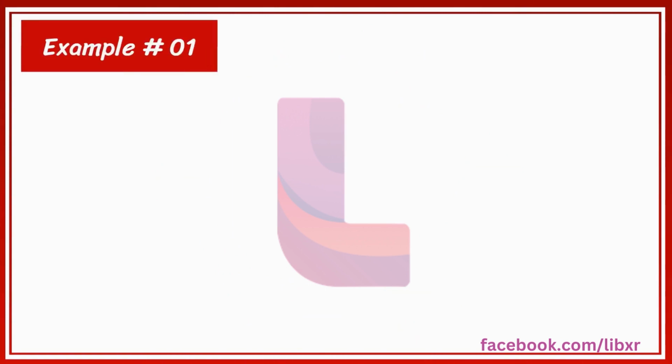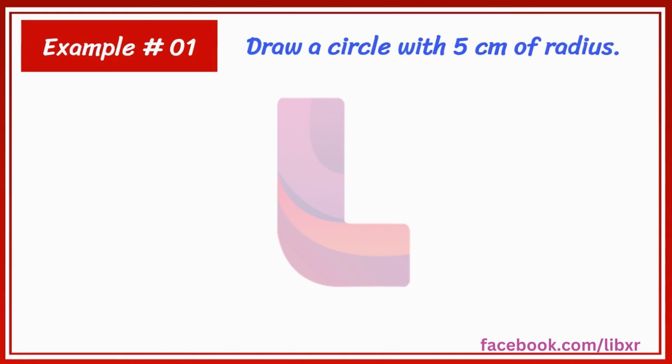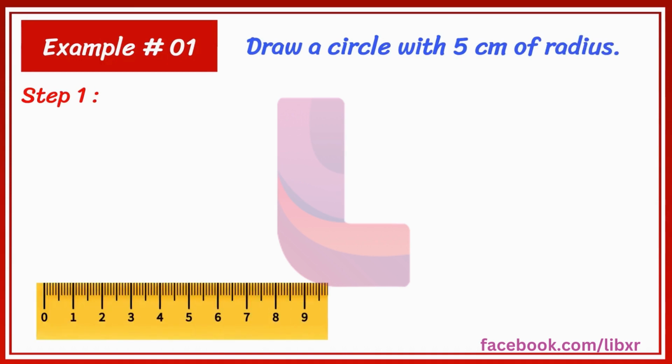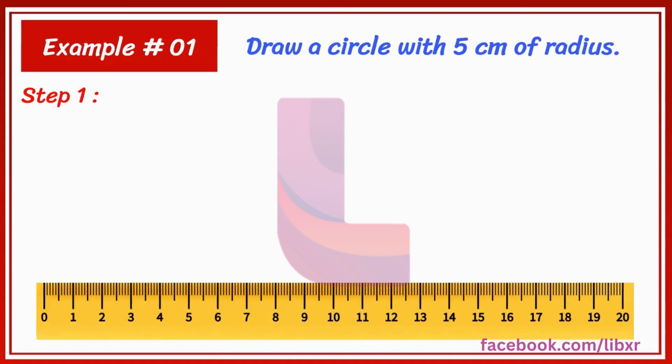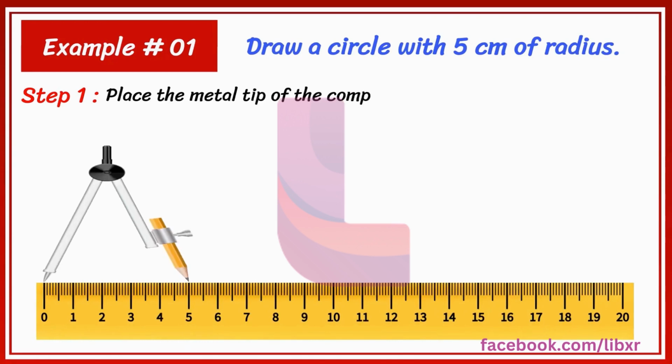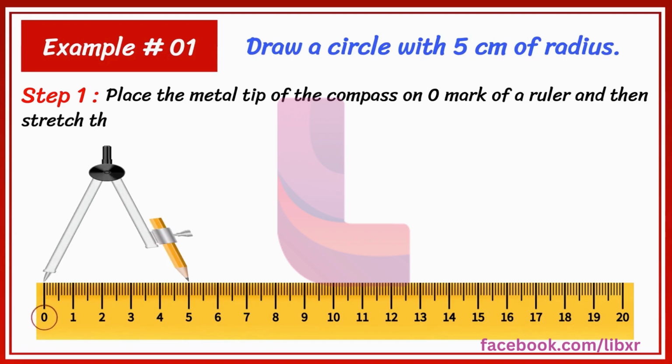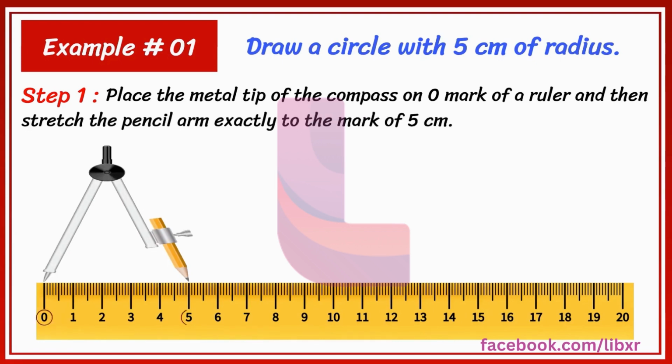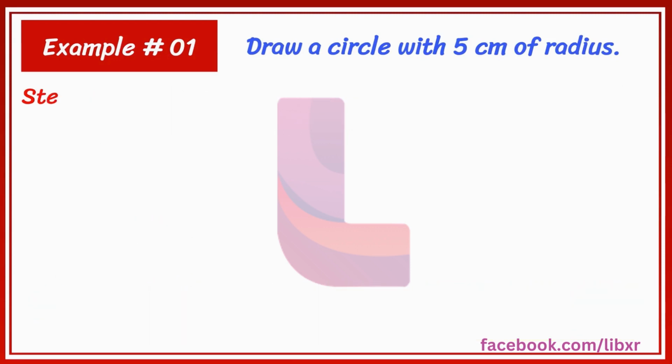Example 1. Draw a circle with 5 cm of radius. Step 1. We have to use a ruler for this. Place the metal tip of the compass on 0 mark of a ruler and then stretch the pencil arm exactly to the mark of 5 cm. Step 2.